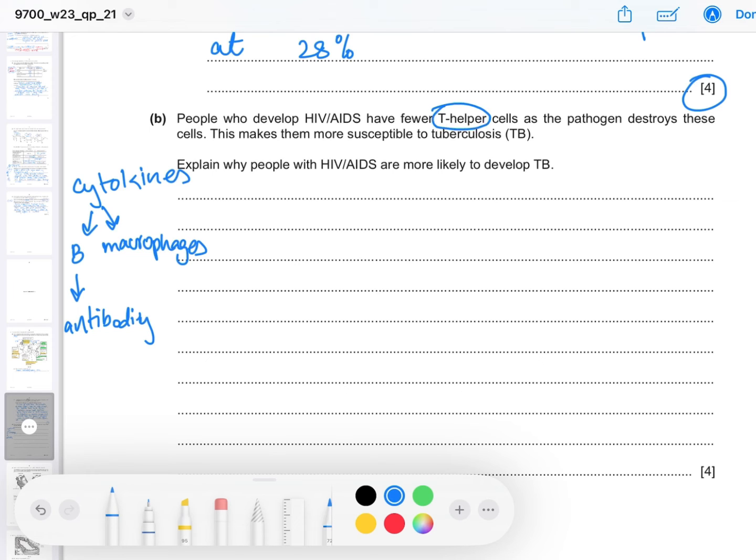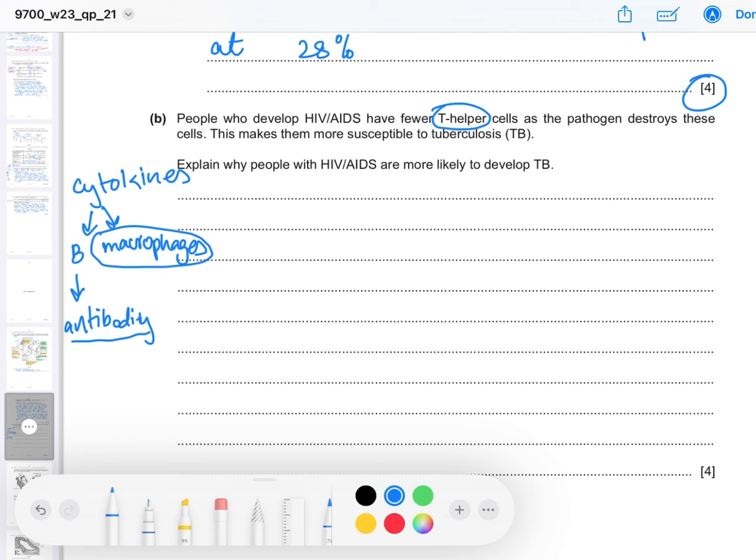Now you can imagine why the decrease in number of helper T cells would weaken immune system, as not only would the affected person have fewer antibodies, the rate of phagocytosis carried by macrophages would also reduce, which means that the chances of survival of a pathogen inside the body of this person would increase, and therefore this person would be more vulnerable to infectious diseases that are caused by pathogens. So TB is an infectious disease.